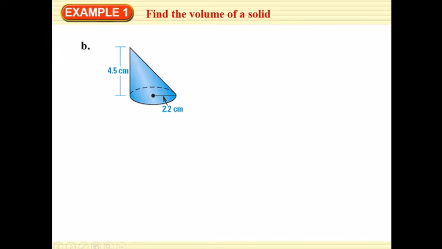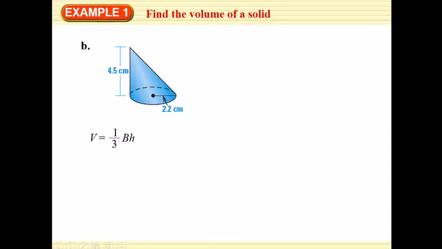So here in example 1, they ask us to find the volume of the solid. Now, yes, this is not a right cone. That means it's not straight up and down. The vertex is not over the center of your base here. However, I can still use the formula. I know the radius and I know the height of my cone.